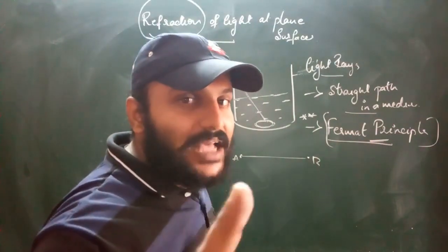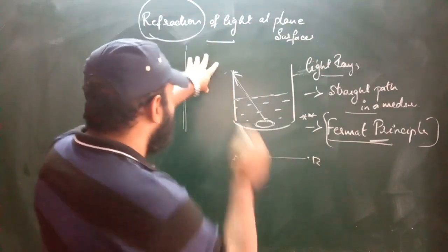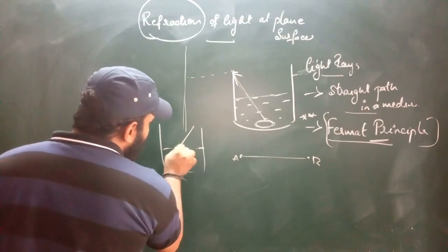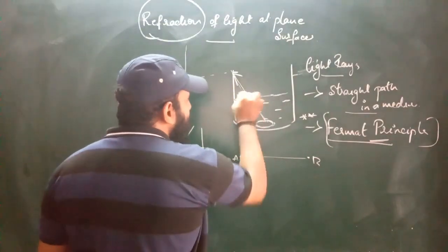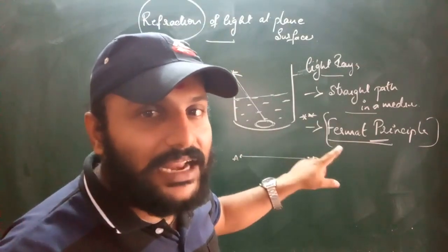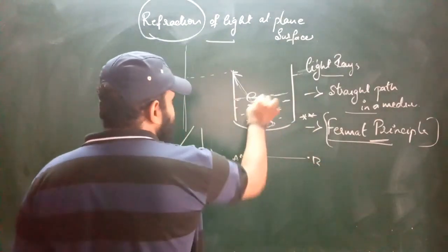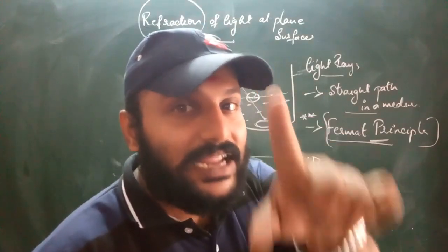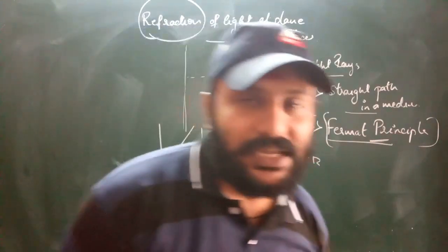Now in the second case, I am able to see the coin, which means the light rays has changed the direction. If you observe the previous example of the pencil, we can observe a bend at the interface. So where the light rays has changed the direction, it is at the interface. That is the reason you are able to see the object.